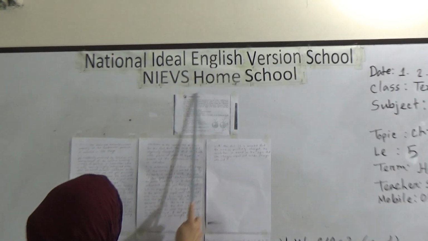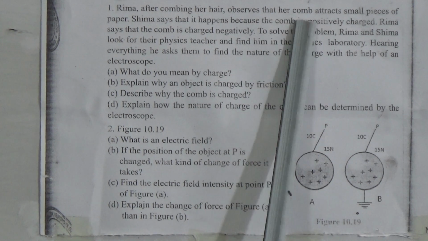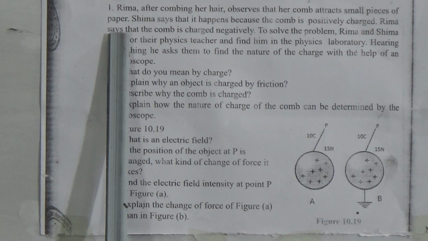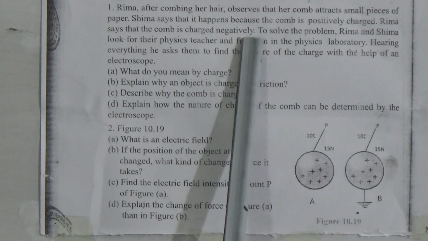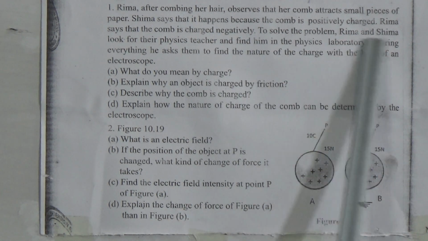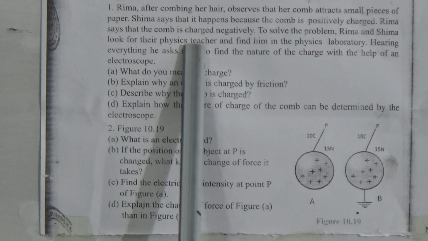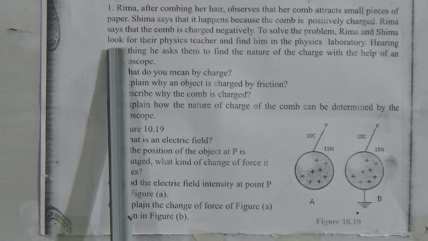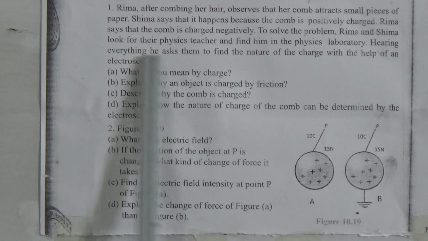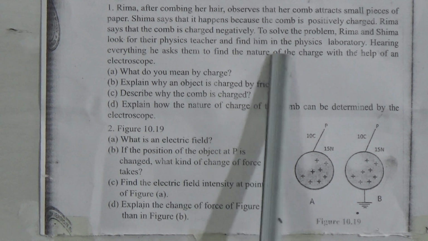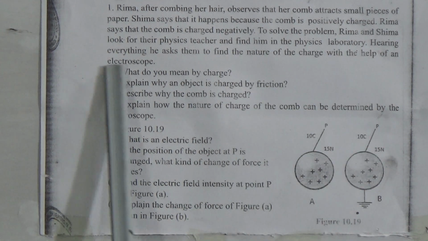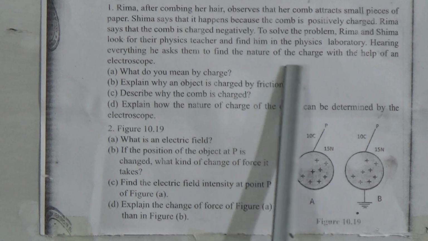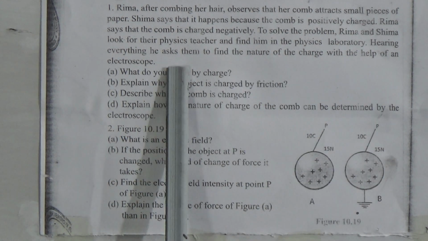First, CQ1. See the stem. Rima, after combing her hair, observed that her comb attracts small pieces of paper. Shima says that it happens because the comb is positively charged. Rima says that the comb is charged negatively. To solve the problem, Rima and Shima look for their physics teacher and find him in the physics laboratory. Hearing everything, he asks them to find the nature of the charge with the help of an electroscope.